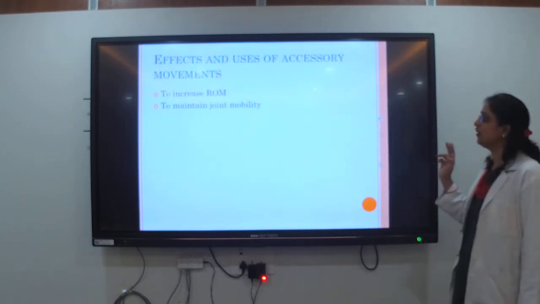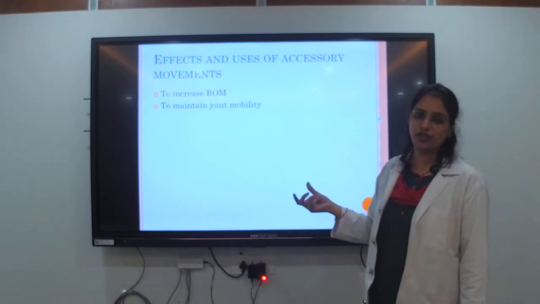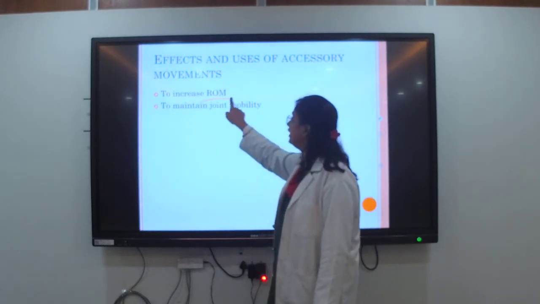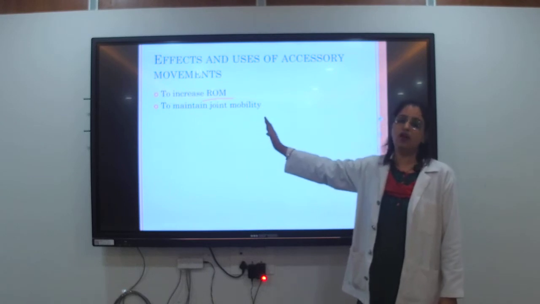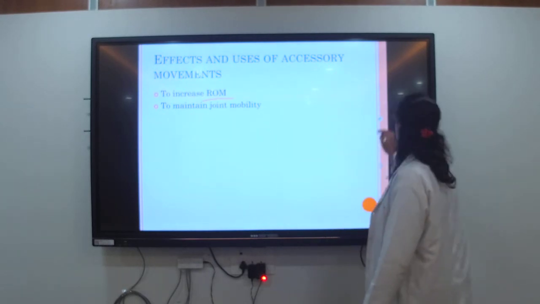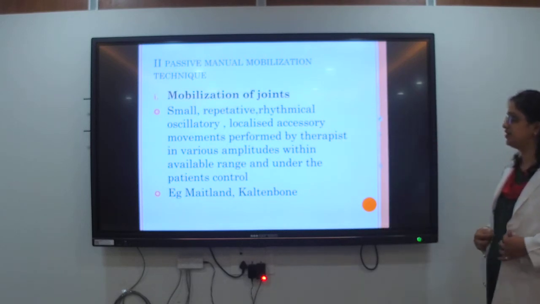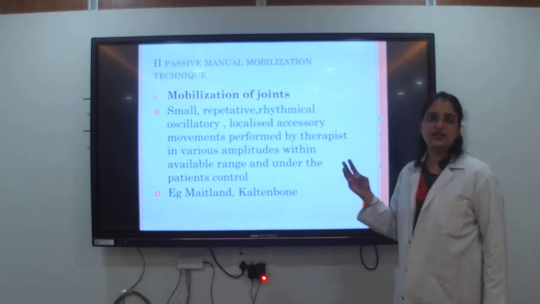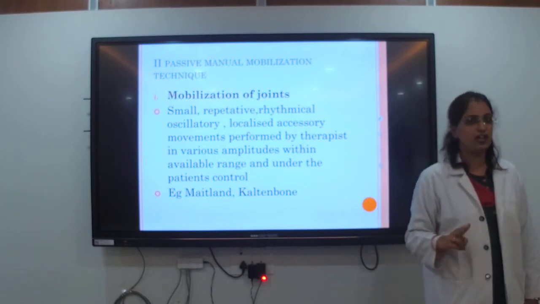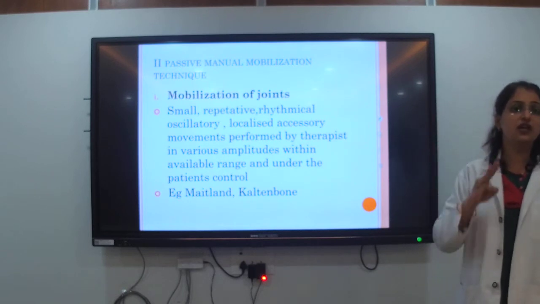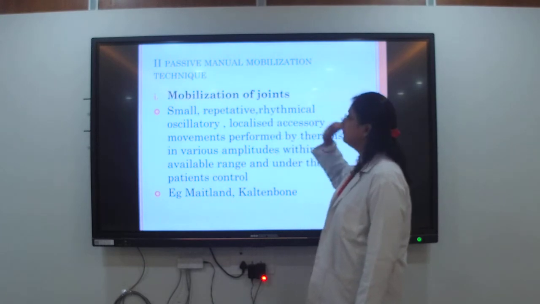The effects of these accessory movements are that they will increase the range of motion, like relaxed passive movement, and they will maintain the mobility of the joint. Now, passive manual mobilization techniques. In this there are three techniques. First is mobilization of joint, second is manipulation of joint, and third is sustained stretching. So first is mobilization of joint.